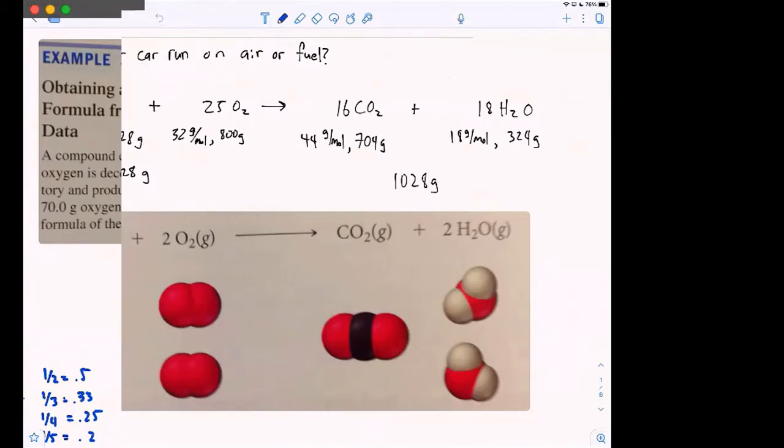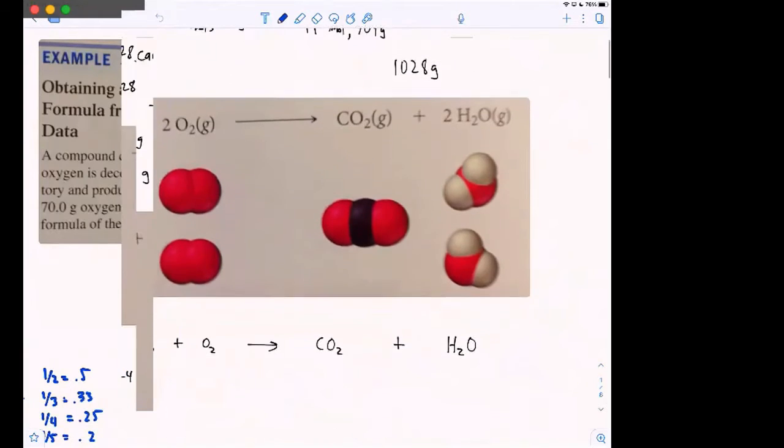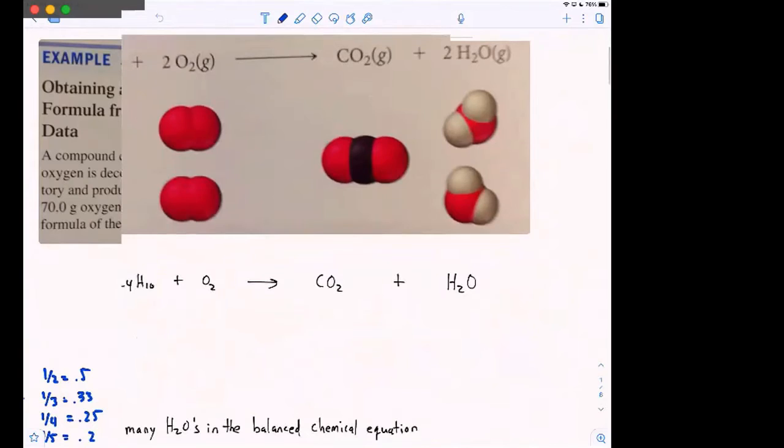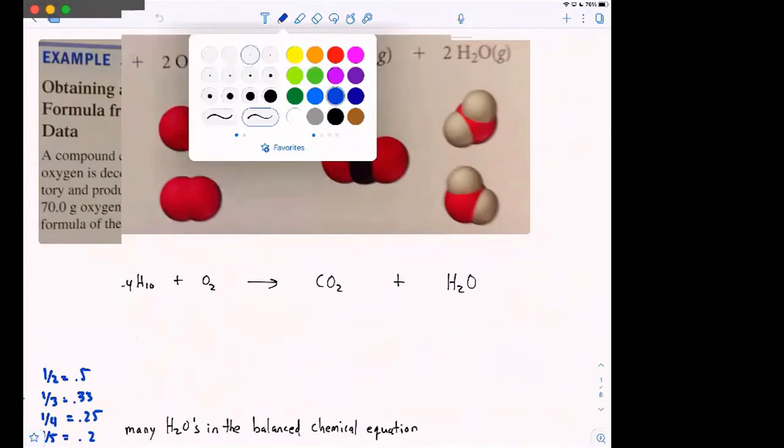But okay, I'll go into a little bit more about industry later, but let's learn how to balance chemical equations. So here is a simple reaction. Methane, CH4, plus oxygen makes carbon dioxide and water. And it's already balanced. So let's say we didn't have these numbers. How would I balance this chemical equation?